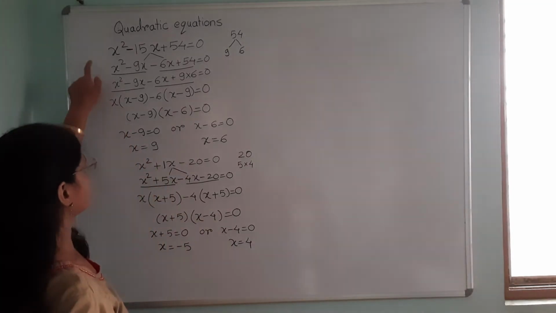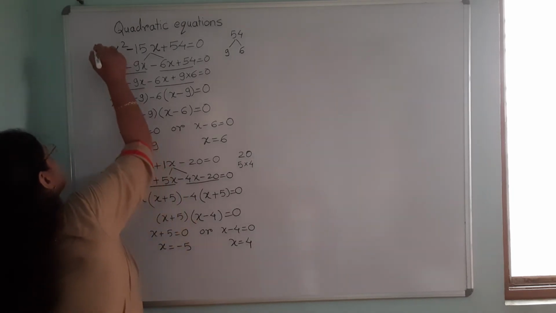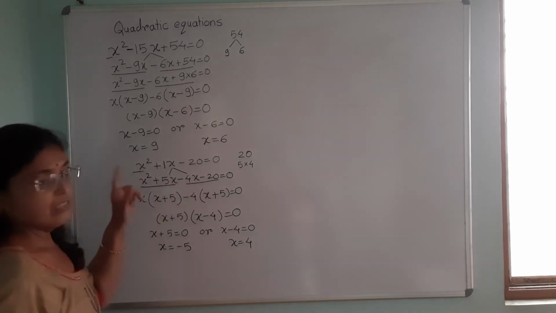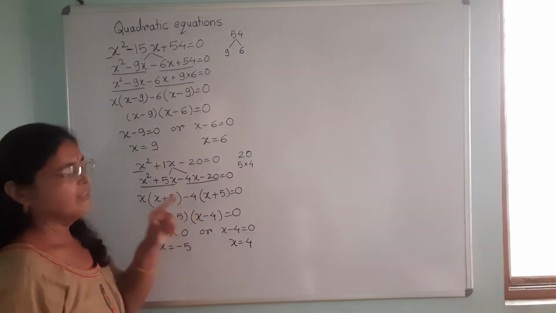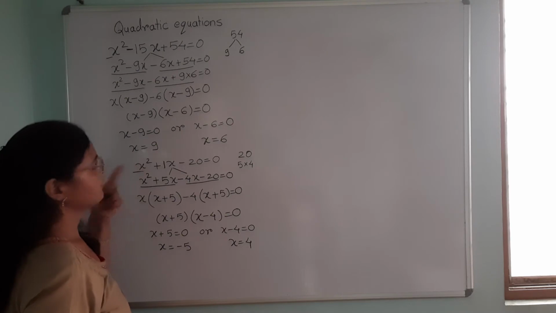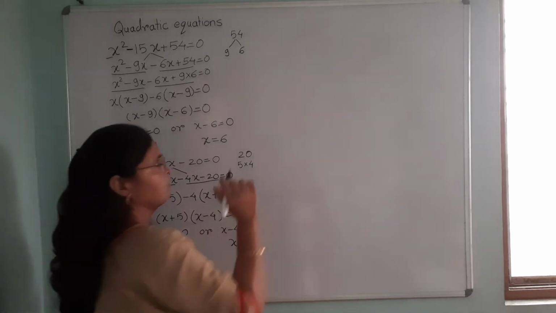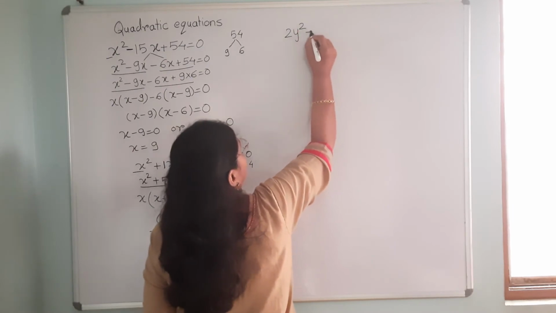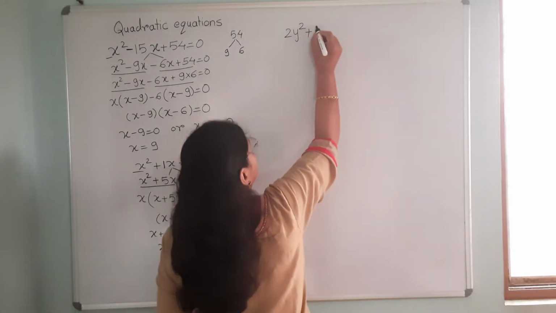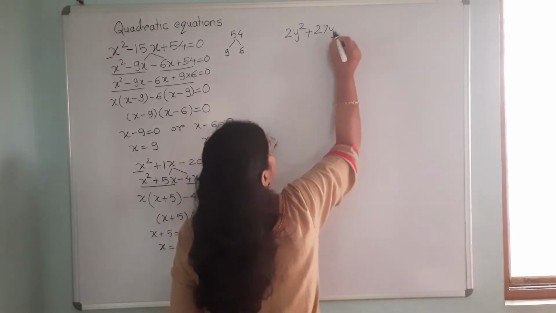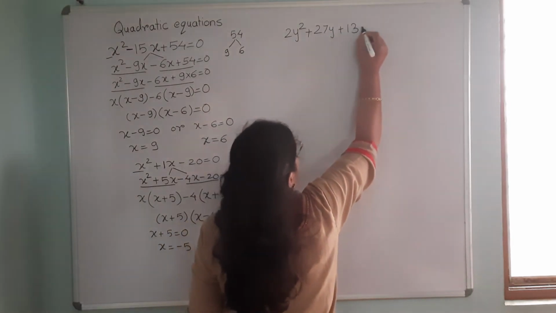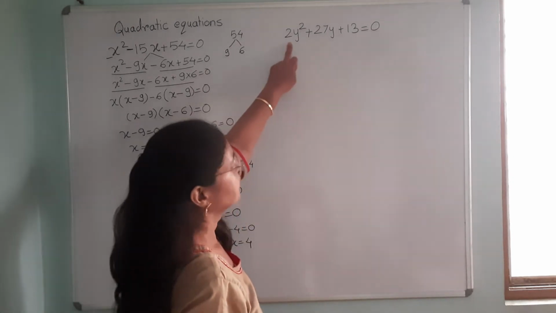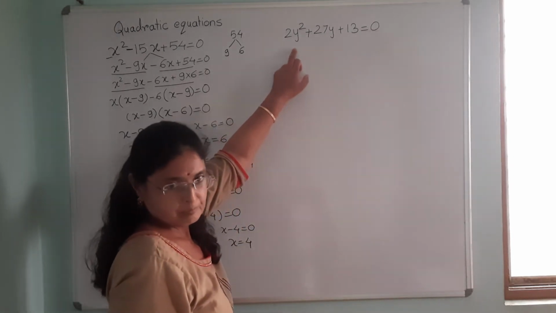In these 2 examples, we have seen that the coefficient of the square term is 1. But if we have something other than 1 as the coefficient of the square term, how can we solve this? Let us take 2y square plus 27y plus 13 equal to 0. Here we have 2 as the coefficient of the square term.